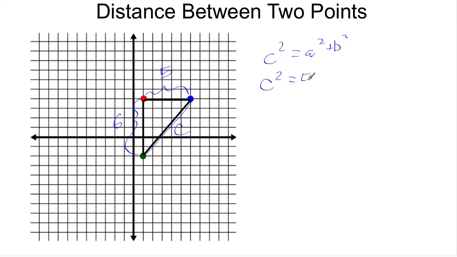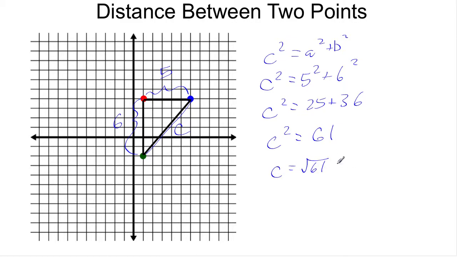So c squared is equal to 5 squared plus 6 squared. So c squared is equal to 25 plus 36. So c squared is equal to 61. So that distance must be the square root of 61, which, for estimating purposes, if we wanted a decimal approximation, is about 7.8. So it's in the ballpark of 5 and 6.